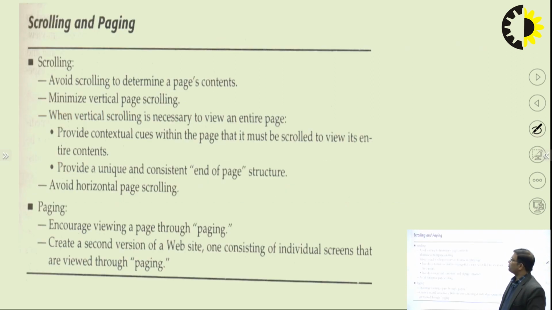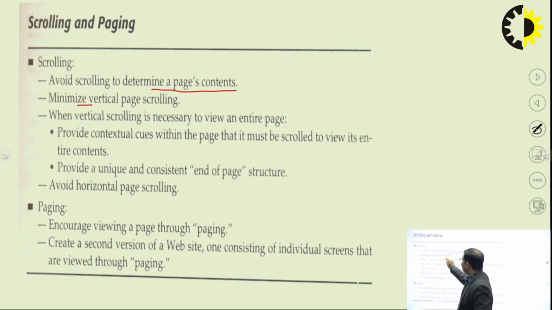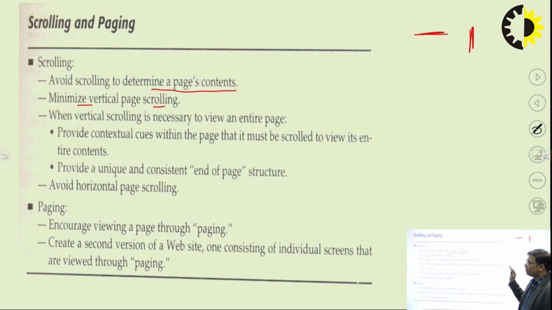Scrolling and paging. Avoid scrolling to determine page content. If we are providing a single screen, that is very good, that is best. But if it permits scrolling just because 2 or 3 more lines are there, then we can scroll it. Minimal vertical page scrolling. There are 2 types of scrolling: horizontal scrolling and vertical scrolling. Horizontal scrolling, fully avoid, do not consider it. Vertical scrolling, you can do, but discourage it also.